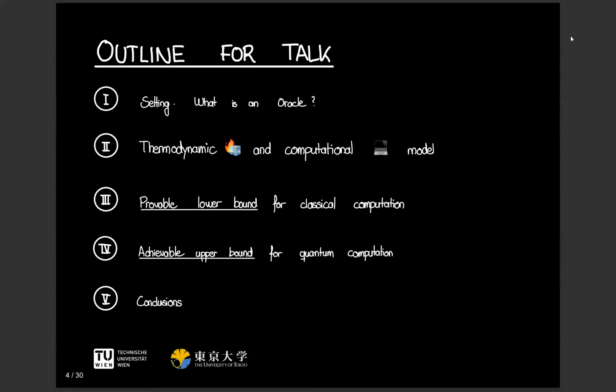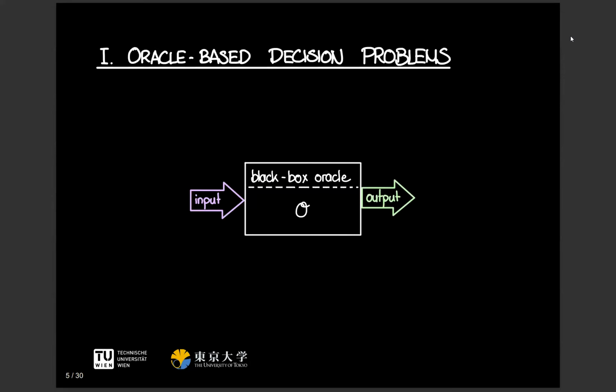The structure of the talk is such that we'll start with recapping some computational basics. Especially, I want to explain what an oracle is and why we use this in our setting. Then we move over to the thermodynamic and computational model, and then look at upper and lower bounds for classical and quantum computation, and end with some concluding remarks.